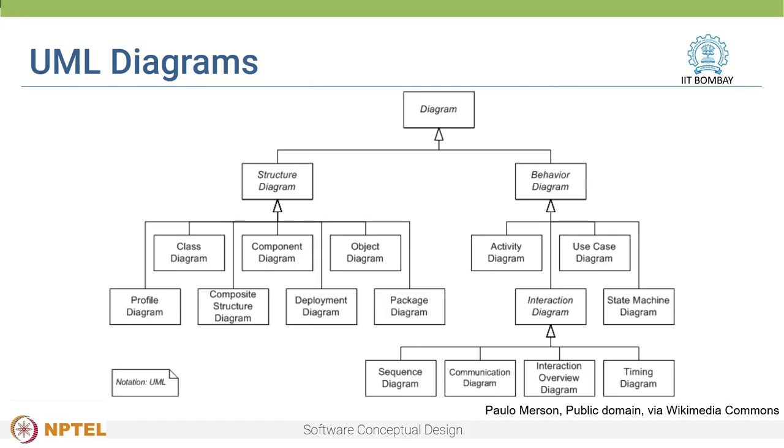There are several other UML diagrams, such as state charts, communication diagrams, activity diagrams, etc., which can be used to adequately model a given software design. Details of various UML diagrams can be found in the extra resources provided in this week. During the software design process, a subset of these UML diagrams are used to create the design model.